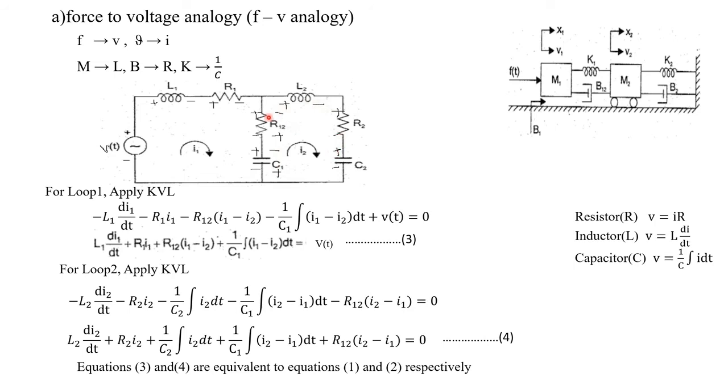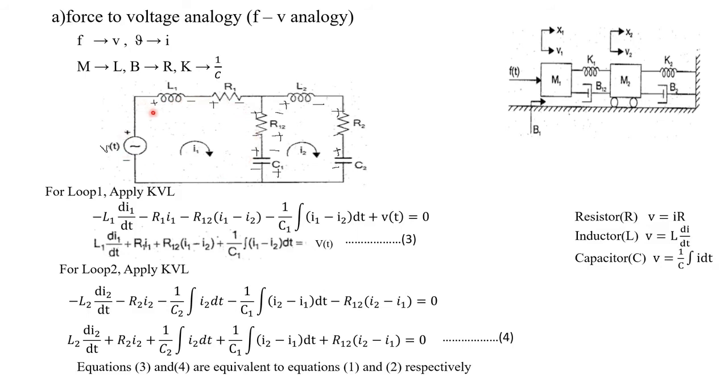Now here, for R12 as well as C1, we have two polarities. When we consider the current I1, we have to consider this polarity, plus minus, plus minus. When we consider the current I2, this will be the polarity, plus minus and plus minus. Now for this loop 1, we are going to apply Kirchhoff's voltage law. We can start from any point. We can start from here, go through the circuit like this, and end at the same point.